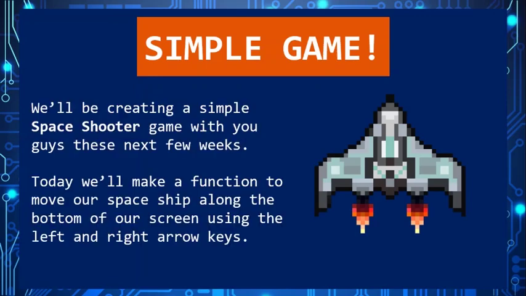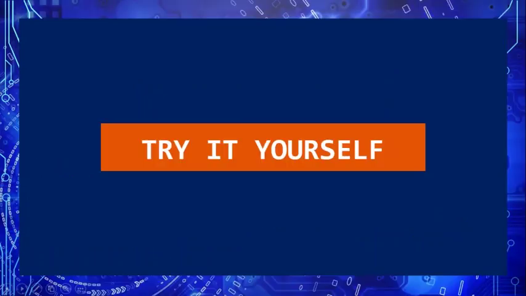Okay, let's talk about our simple game. Us CodeReach teachers decided that we were going to make a simple space shooter game with you guys. Today, I'll be guiding you through the process of making a movement function for the player, which is the rocket ship, and the enemies. First, I'm going to give you guys 20 minutes to try and make your own function for moving the player.